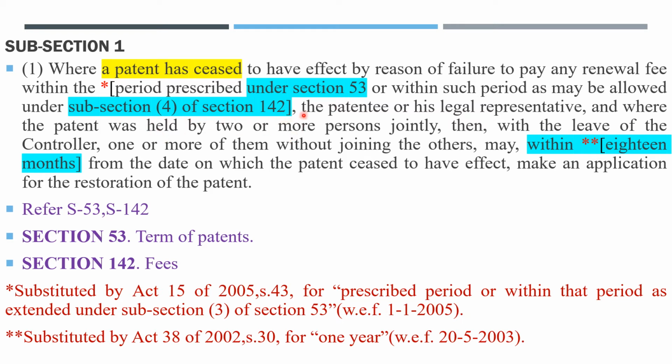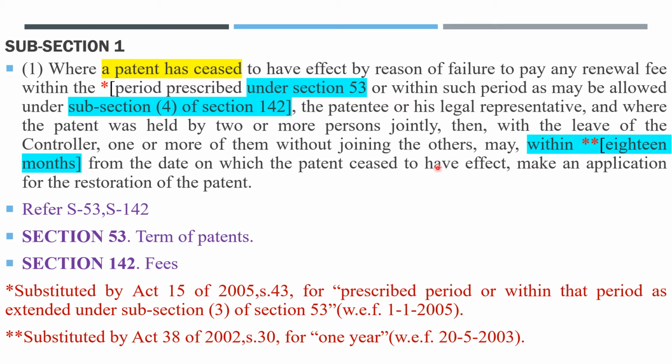Fine. Now, the patentee or his legal representative, or, where the patent was held by two or more persons jointly, that means there is a partnership, joint applicants are there. Then in that situation, with the leave of the controller, one or more of them, that means among the joint applicants, without joining the others.